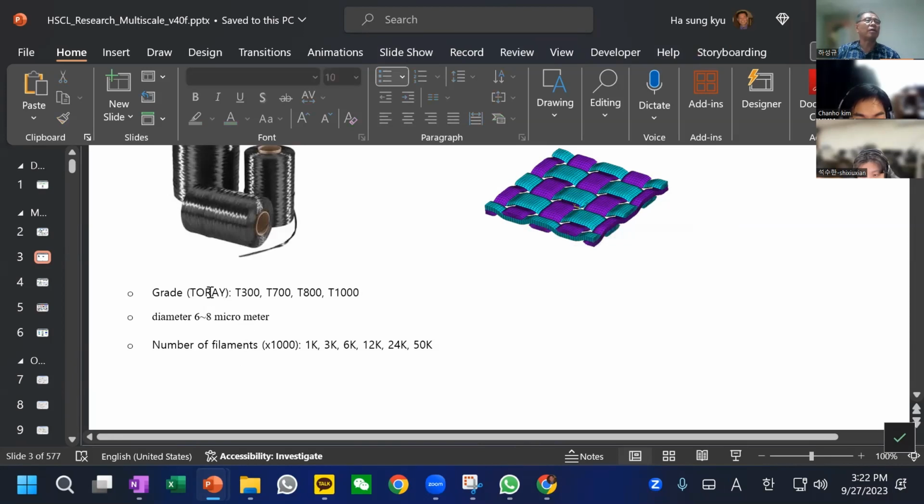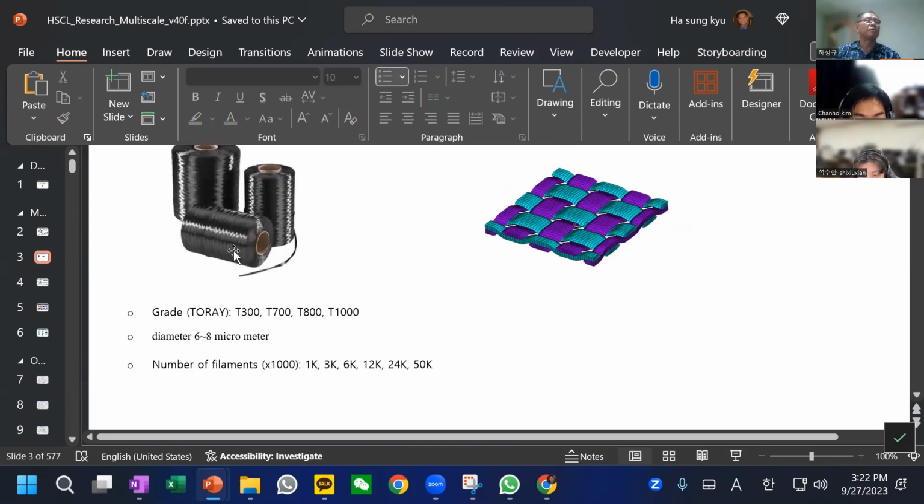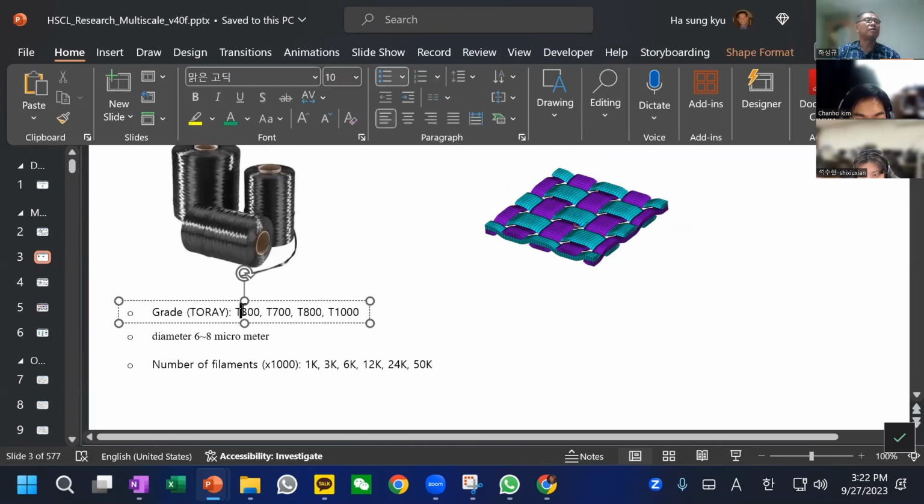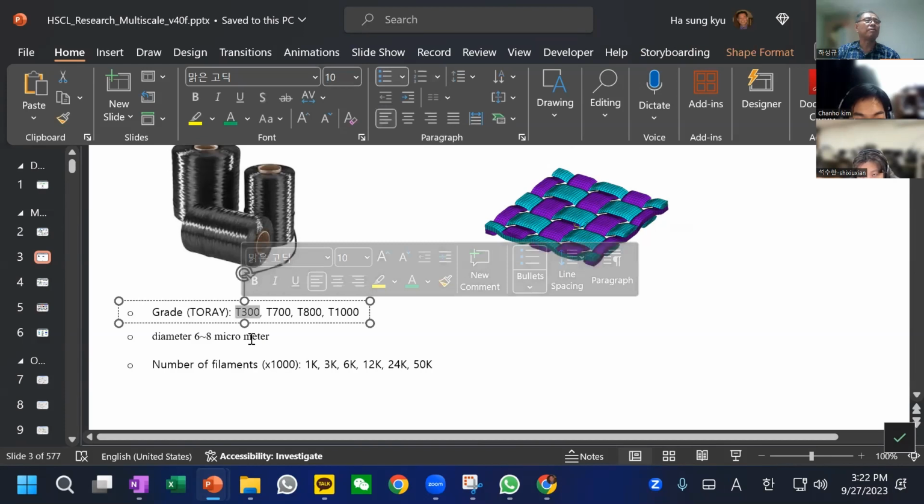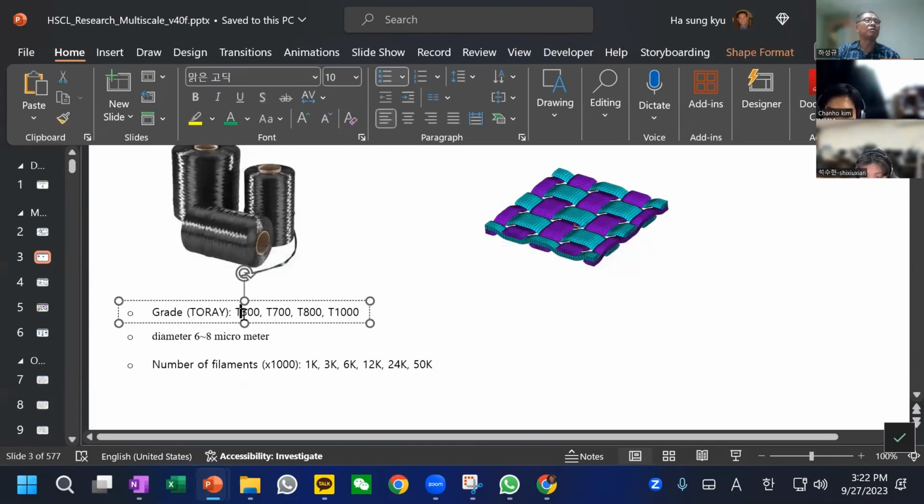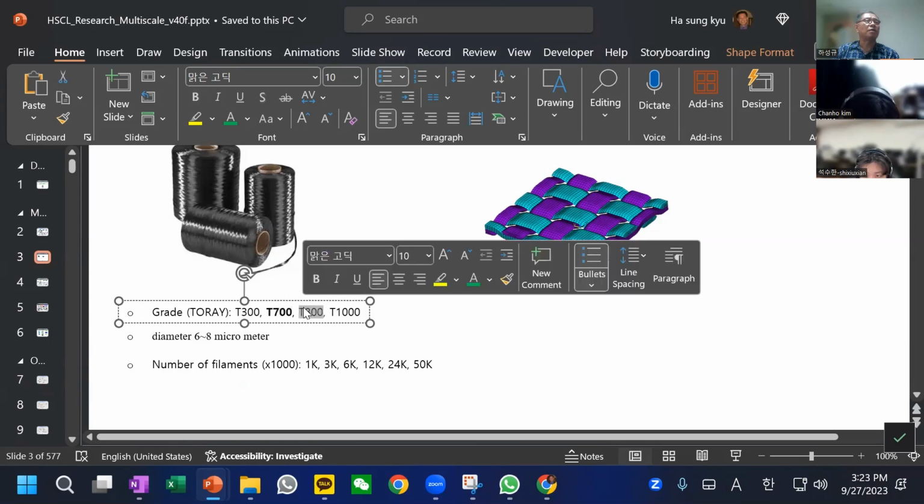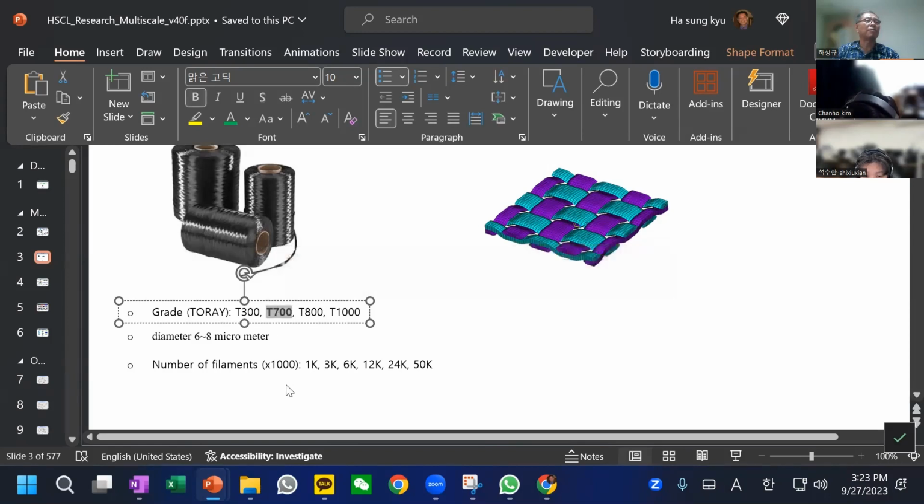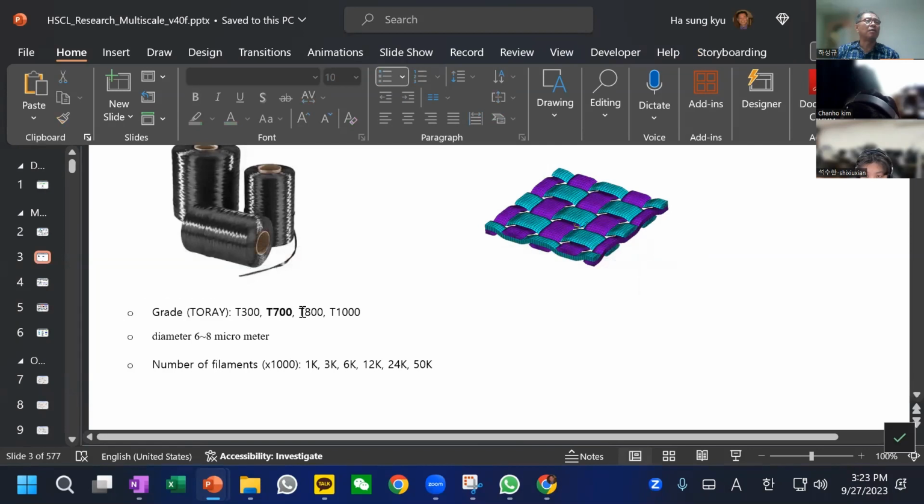Since the Toray carbon fiber has become so popular, and this is their brand name, classifying the grade has happened to be a very standard in the whole composite society. T700 is the standard grade, and T800 will be about 20 or 30% higher in material property than T700, in the strength and stiffness.